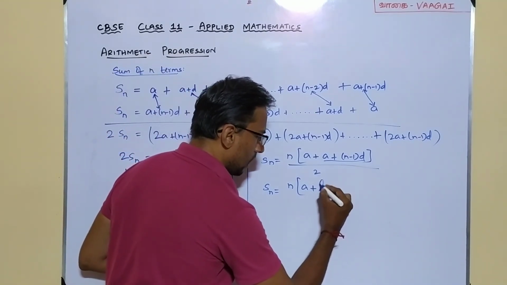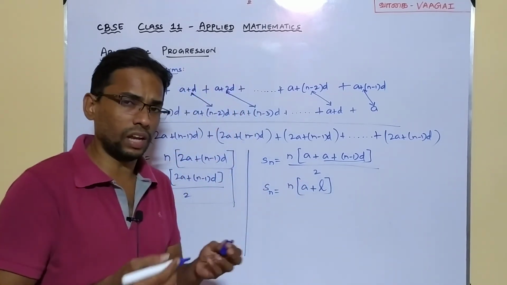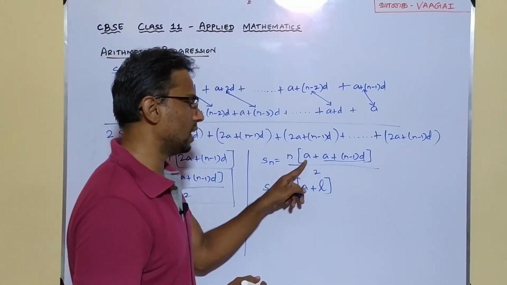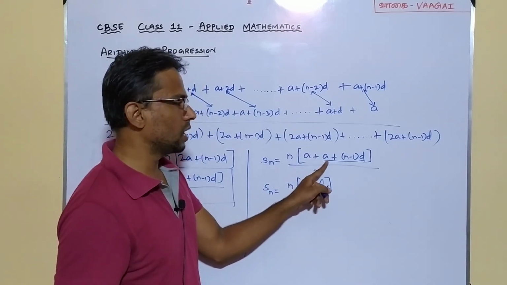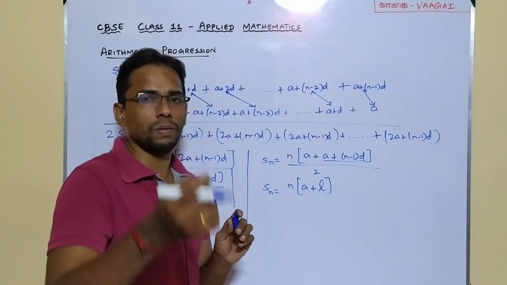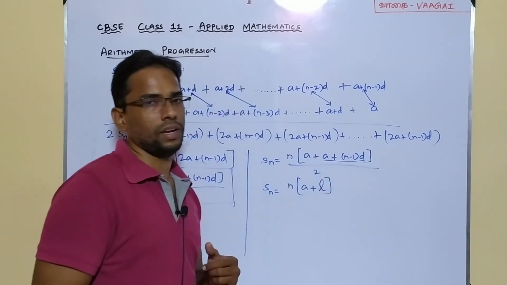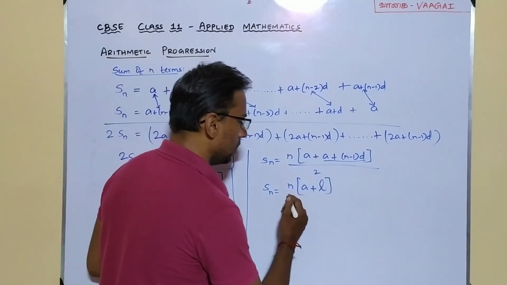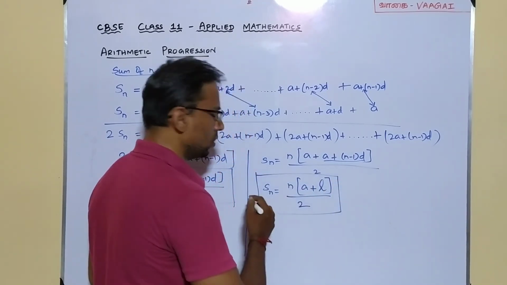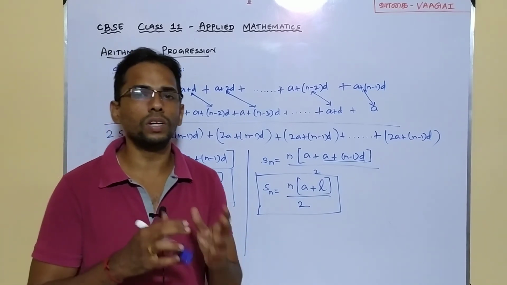I'm just writing it as L. So L stands for the last term, L for last term. So a plus L. This a is as it is, but this a plus (n minus 1) into d stands for the nth term, which is the last term. So I'm just replacing this entire thing by writing L. So Sn is n into (a plus L) by 2. So this is another formula we can use in order to find the sum of the first n terms of an arithmetic progression.